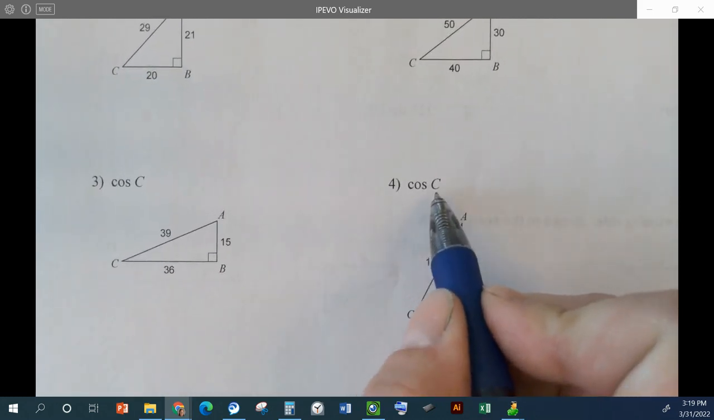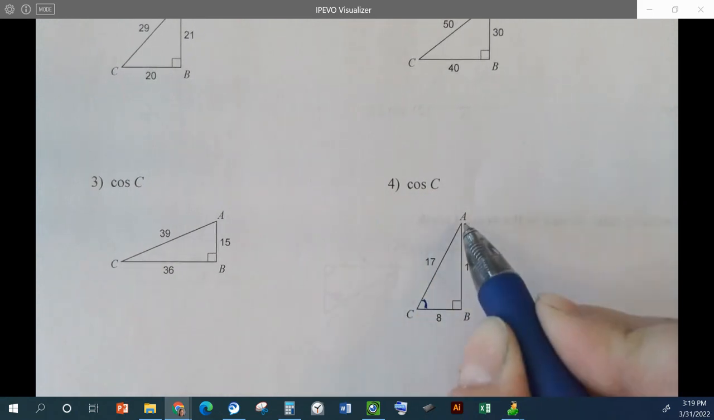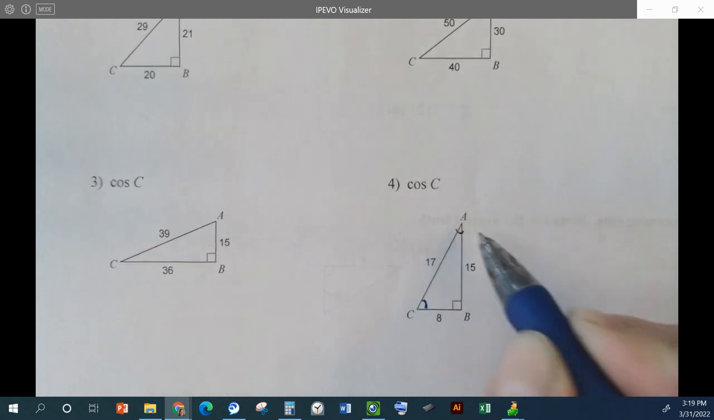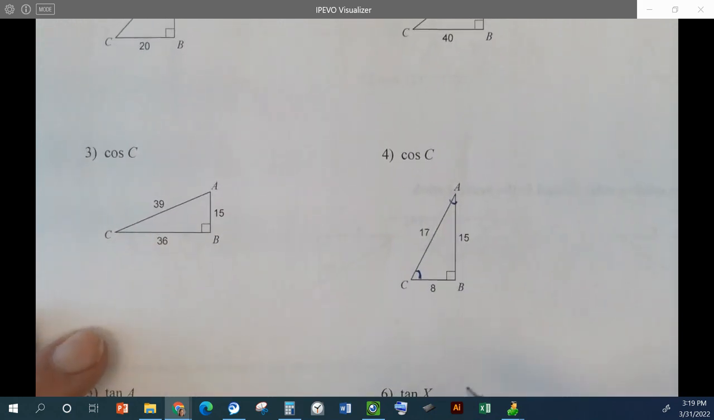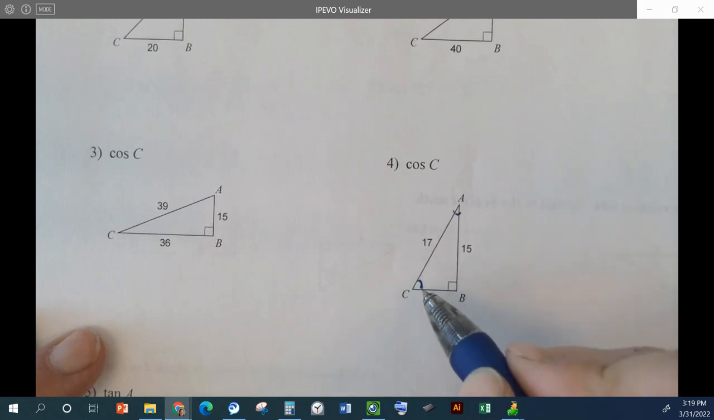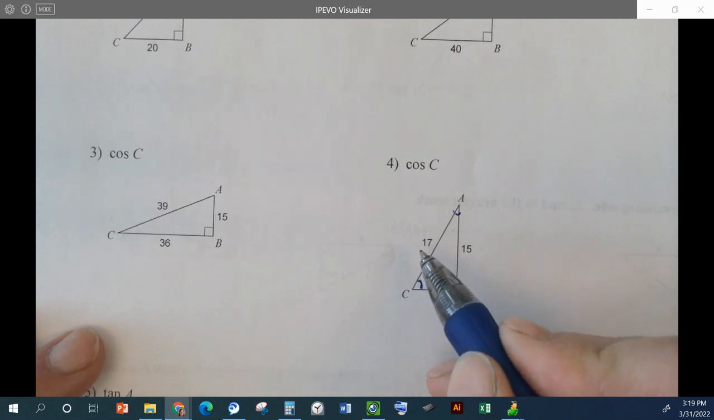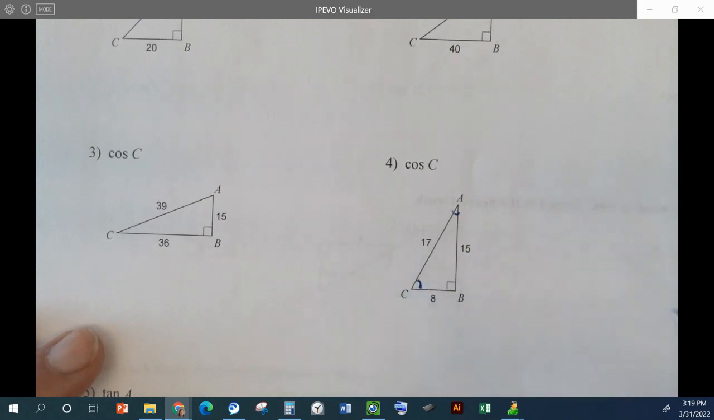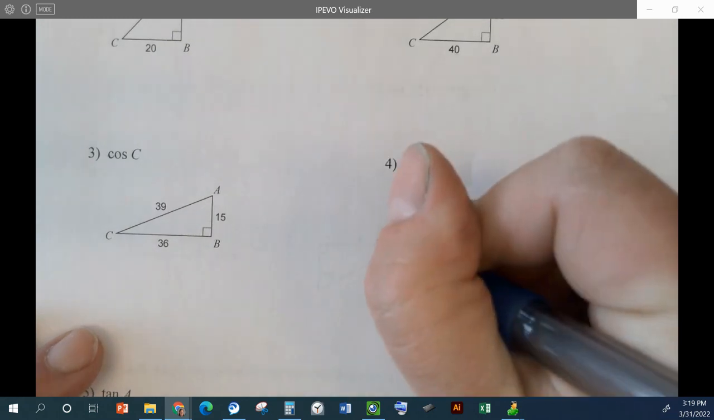It says find the cosine of C. So C is this angle. So this would be A up here. B is the 90-degree angle. C is here. So first let's label the pieces. So 17. What would we call 17? Opposite, adjacent, or hypotenuse? Good. It's across from the 90, so 17 is our hypotenuse.